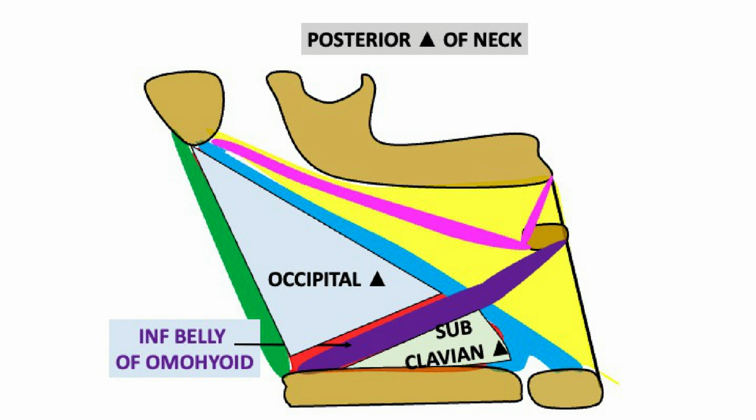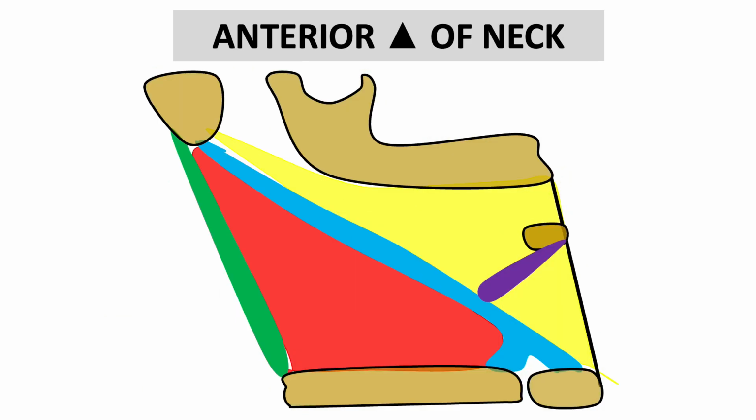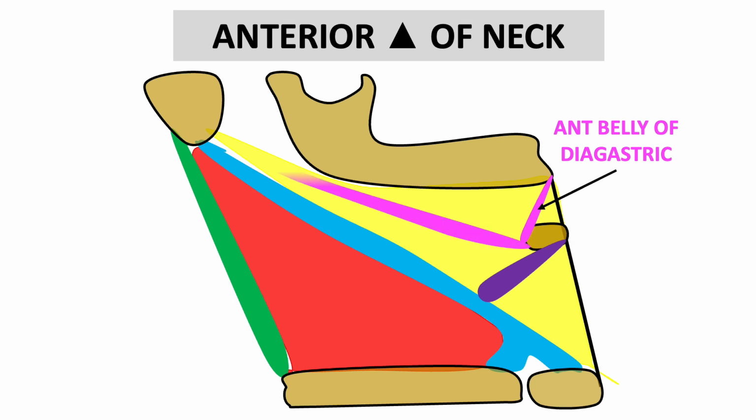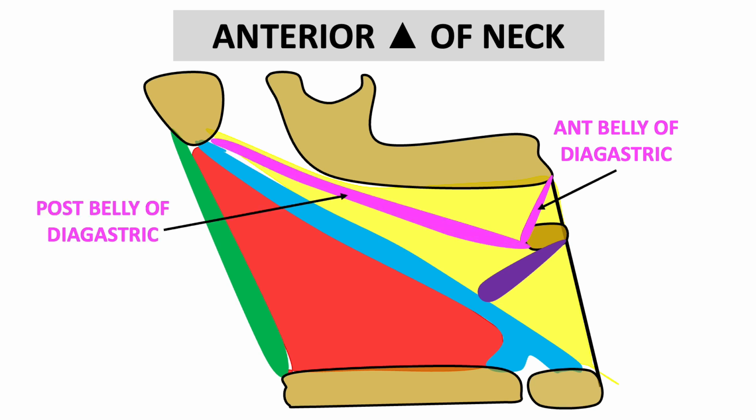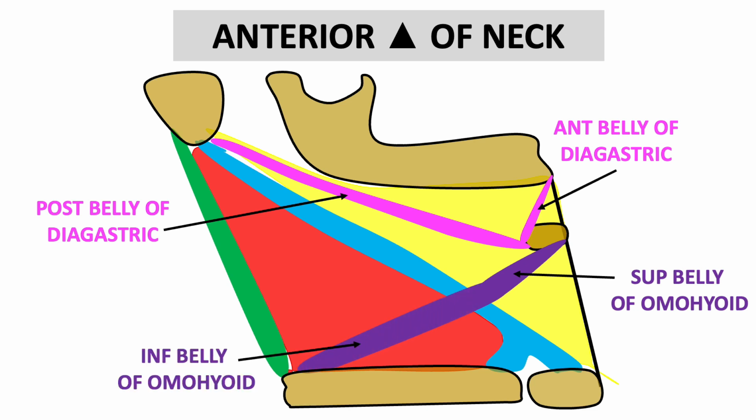I think the posterior triangle of the neck is clear. I'll summarize the entire video at the end. Now the anterior triangles of the neck. What are the anterior triangles of the neck? As we know, we have the anterior belly of digastric, already discussed. This continues posteriorly as the posterior belly of digastric. Then we have the superior belly of omohyoid, which continues as the inferior belly of omohyoid in the posterior triangle of the neck. All are already discussed.